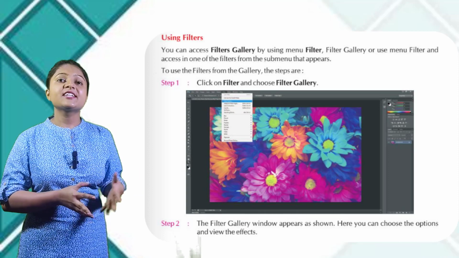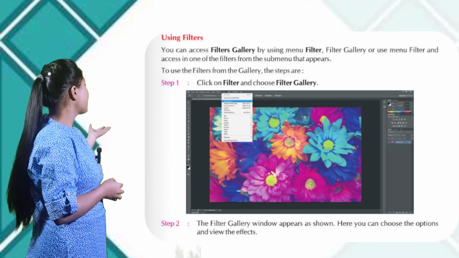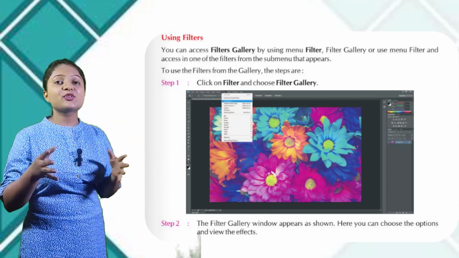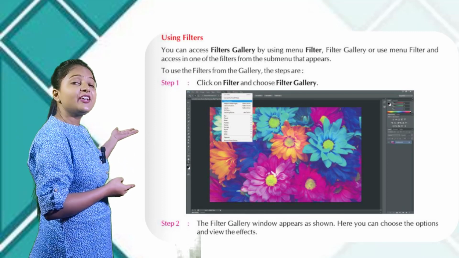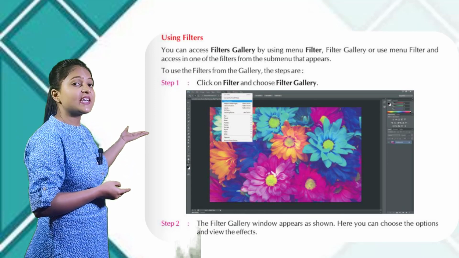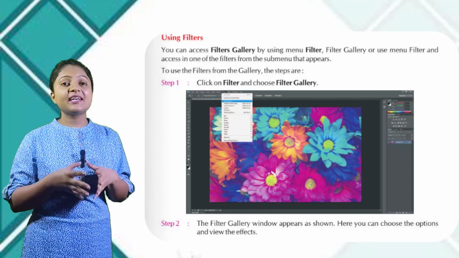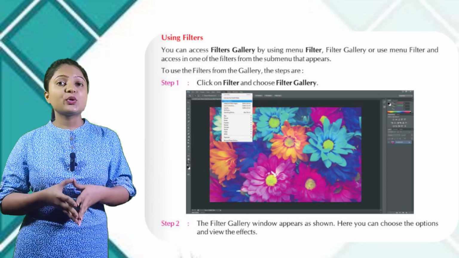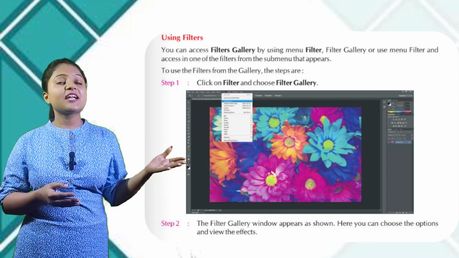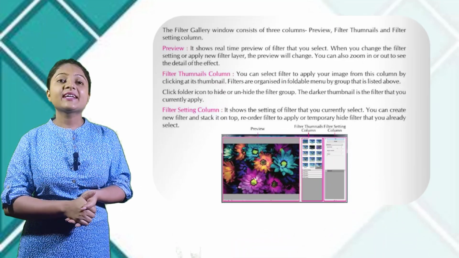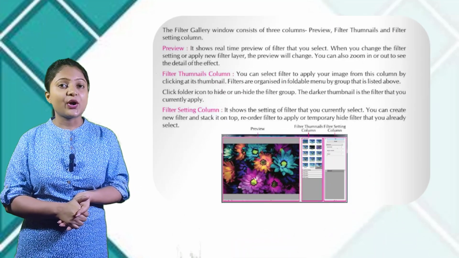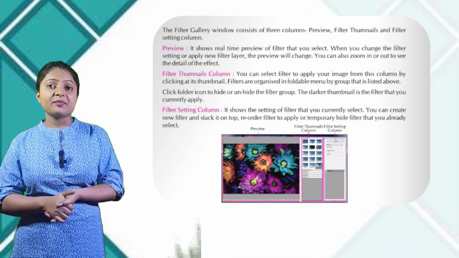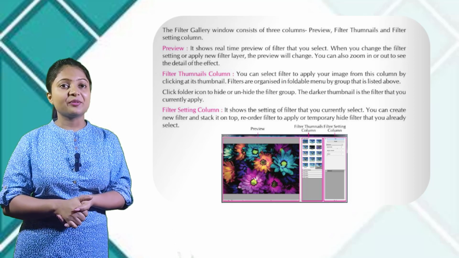To use the filters from the gallery, the steps are: Step 1. Click the filter menu and choose Filter Gallery. Here you can see the interface for Step 1. Step 2. The Filter Gallery window appears as shown. Here you can choose the options and view the effects. The Filter Gallery window consists of 3 columns: Preview, Filter Thumbnail, and Filter Setting column.